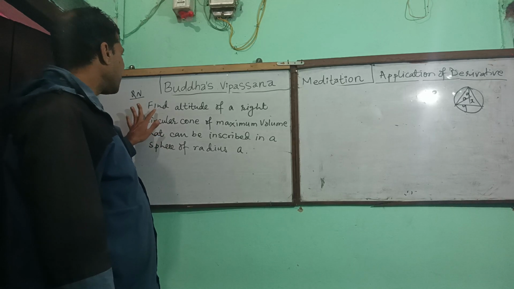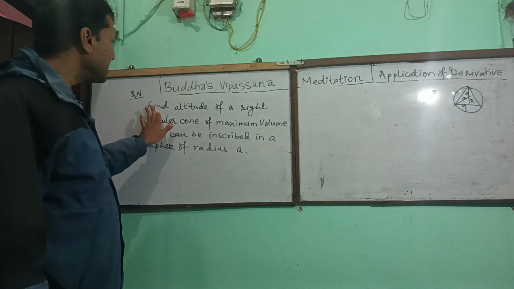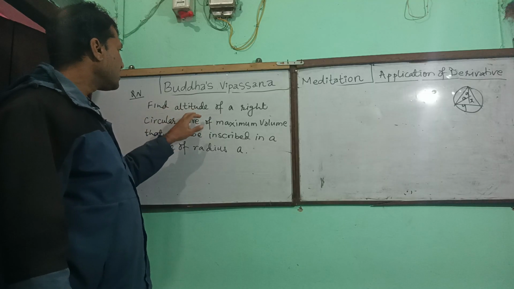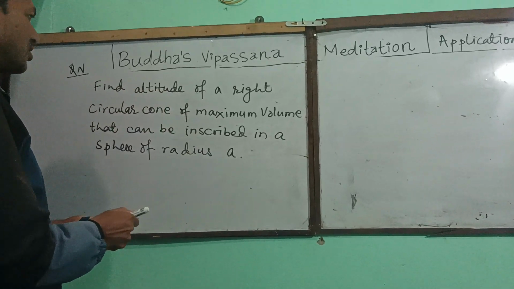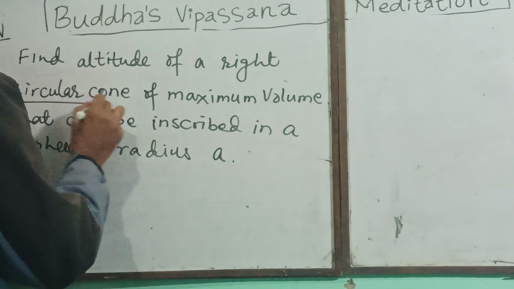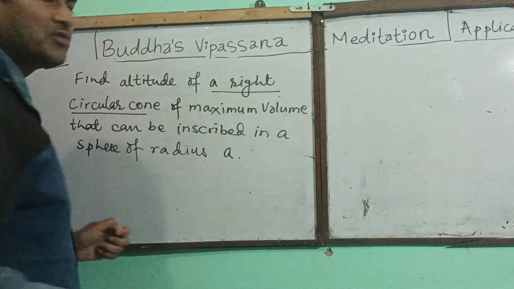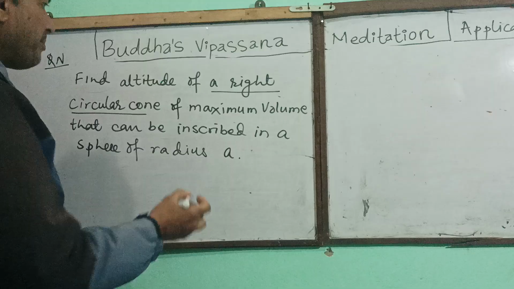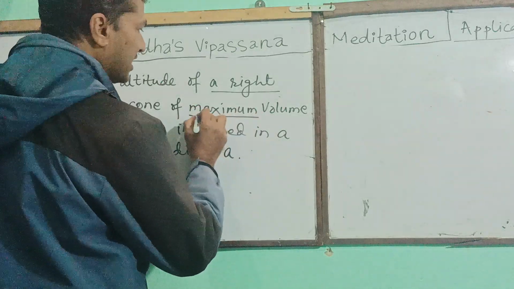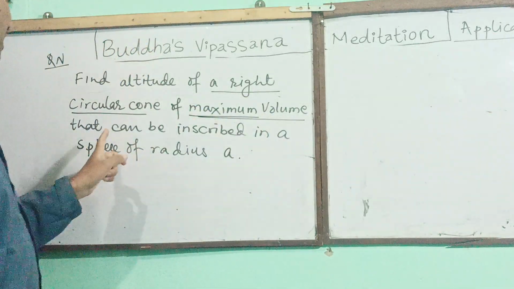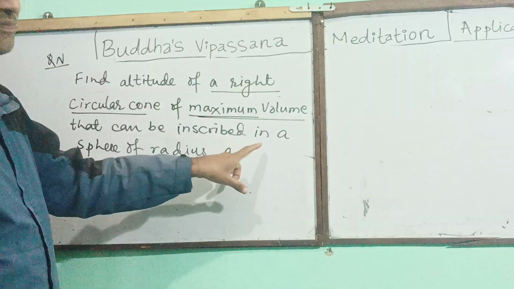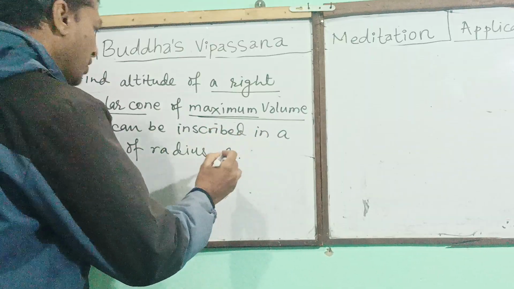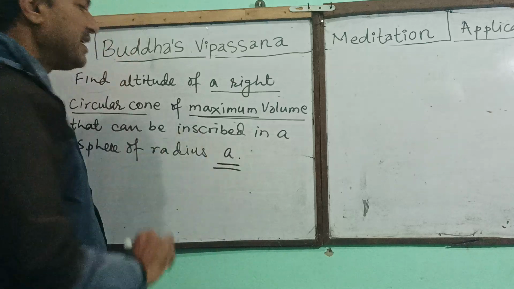So we are going to start again the derivative, means application of derivative. The question is like this: find the altitude of a right circular cone of maximum volume that can be inscribed in a sphere of radius A. So one sphere is given, the radius is A.